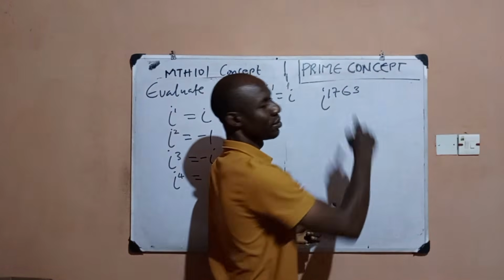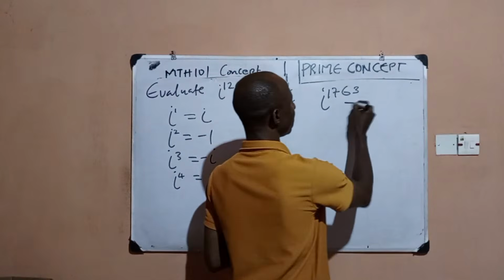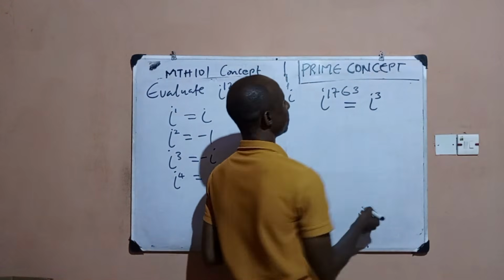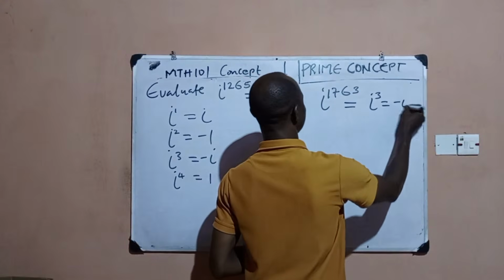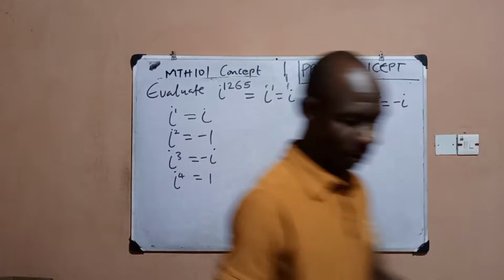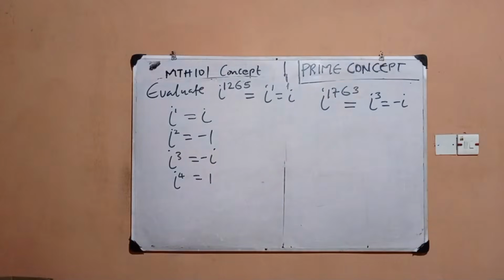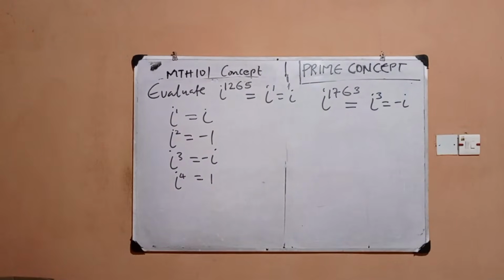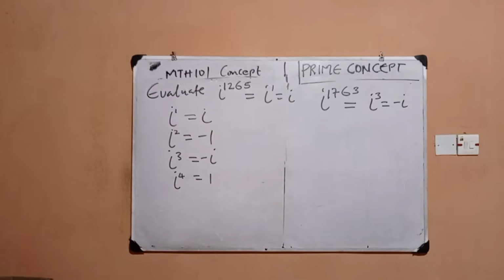And that 3 you are removing is your remainder. So this is the same thing as i raised to power 3. And i raised to power 3 is minus i. Please, if you have understood this, tell me to move on. If it is clear, please say move on, except you want another example, but otherwise say move on.